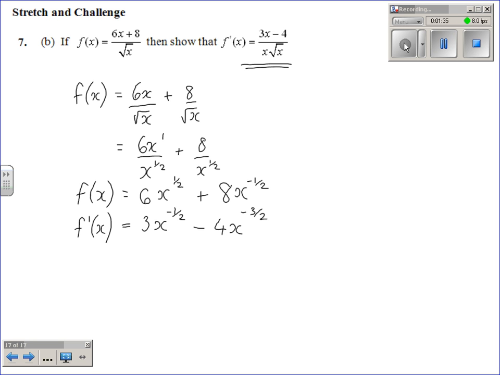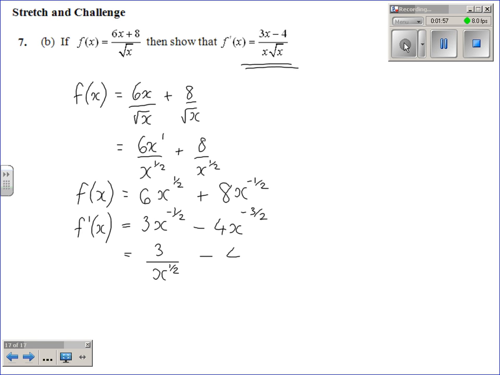So we want it to get to look like 3x minus 4 over x root x. Right, so we've got no powers at all. We want to change all these negative indices into positive ones, and then we're going to get a square root somewhere as well. So let's have a look what we've got. So the 3, to make it positive, let's bring it to the denominator. So we've got x to the power of a half.